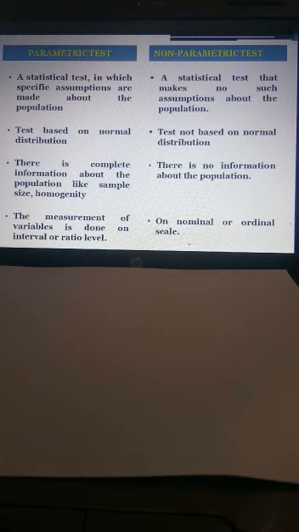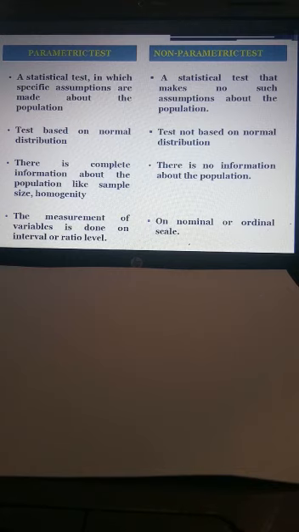The second difference is that parametric tests are based on the normal distribution. Remember the normal probability curve. When the data is normally distributed on both sides of the curve, in that case we apply the parametric test. But non-parametric tests are distribution-free tests. So we do not require the normal distribution because it is not based on the normal distribution. So this is the second difference.